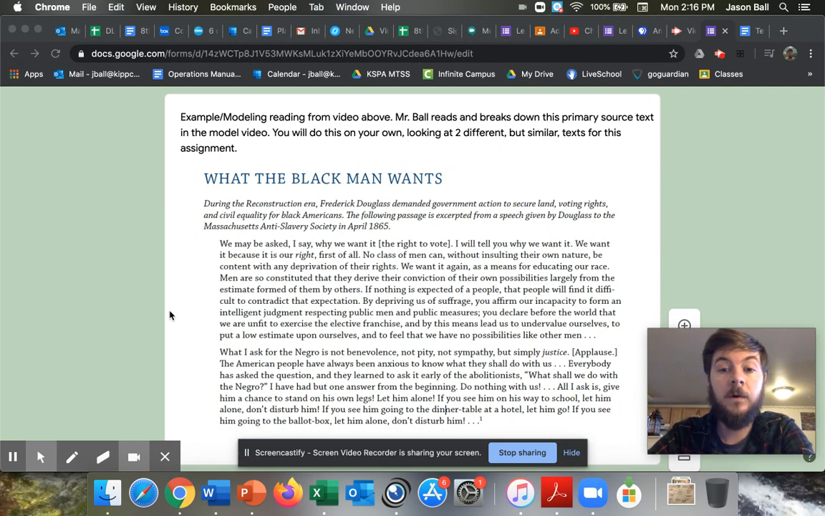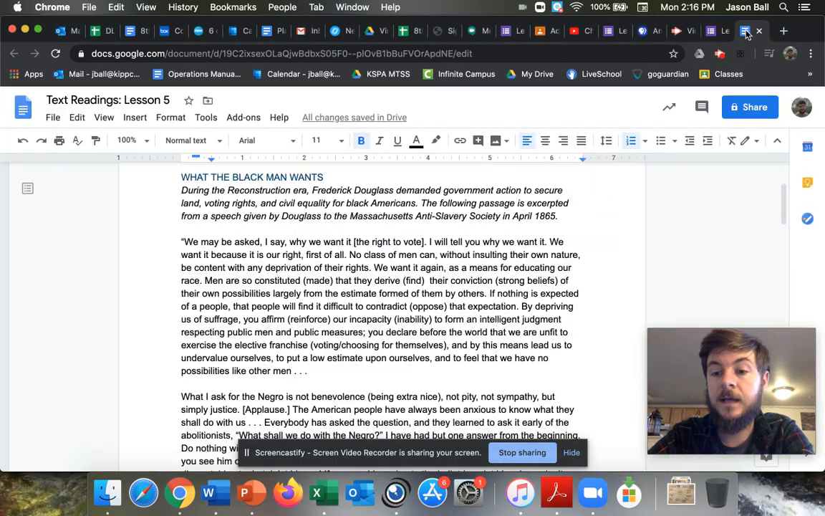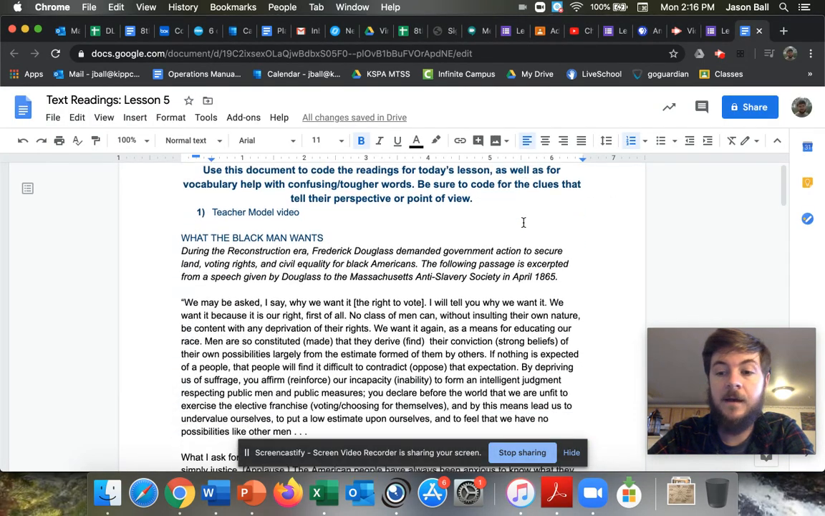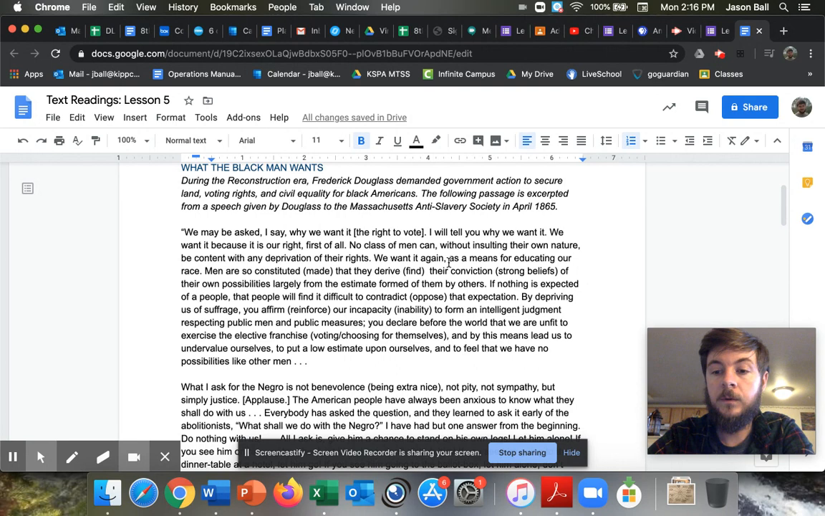Another really important thing to know is that, yes, you have your Google form reading here. This is just a copy and pasted image, but you're going to have an attached Google Doc, which I will scroll over to right now, where you will see these are just the readings: the example one, and then the two that you're going to read on your own. While you are in this Google Doc, you can, of course, code and highlight it.